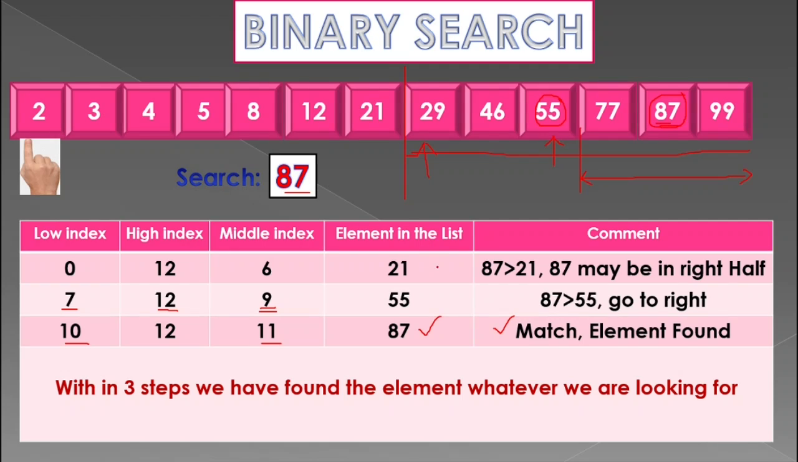And how many steps are required for this? Only 3 steps. Earlier 4 steps, now only 3 steps. But if I implement the same technique using linear search, it will take somewhere around 1, 2, 3... I need to take 12 steps, right? But with the binary search concept, it has taken only 3 steps for finding the element.